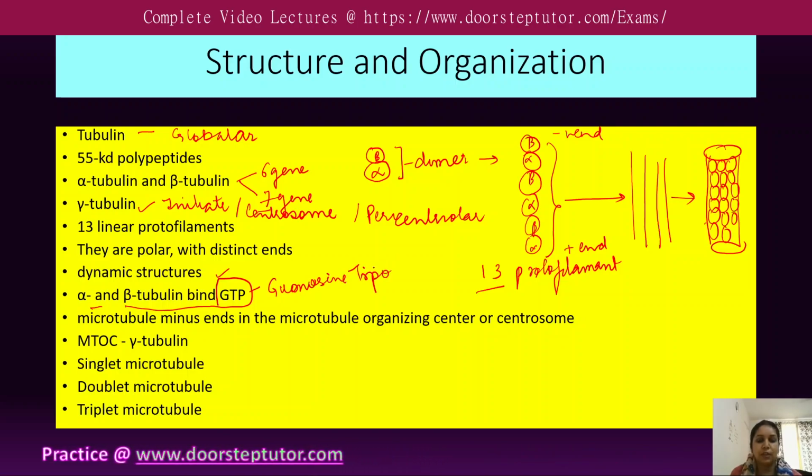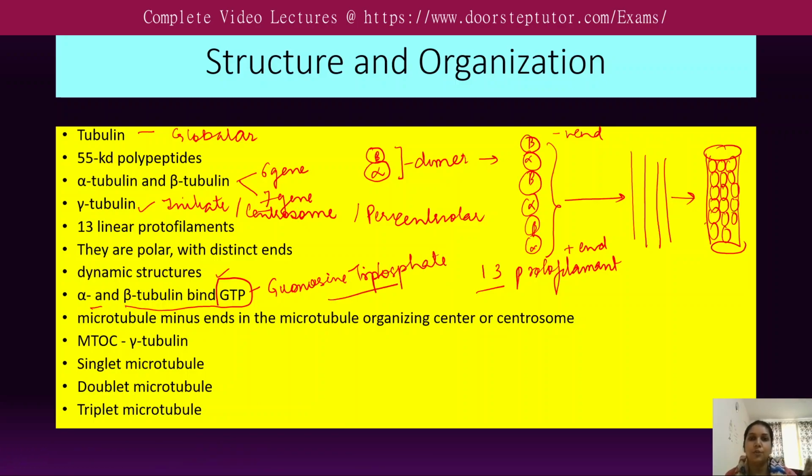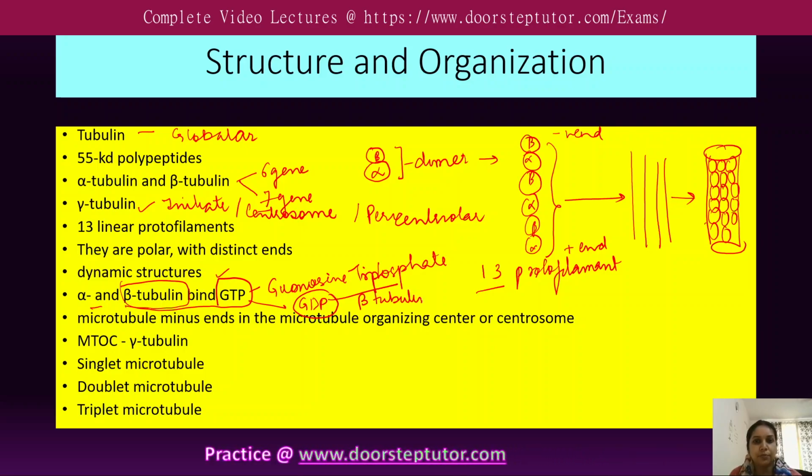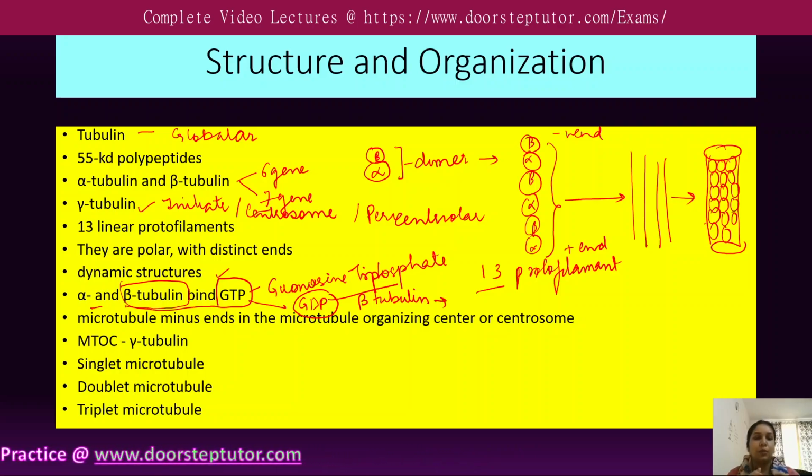While in the case of ATP, what happens? In actin, the ATP binds to the G-actin monomer. In this case, the alpha and the beta tubulin both bind with GTP, while the beta tubulin, which is bound to the GTP, undergoes the hydrolysis process very soon as the polymerization is formed. So what happens? It is hydrolyzed, forming GDP, and the beta tubulin attached to the GDP forms a weak bond between the dimer.